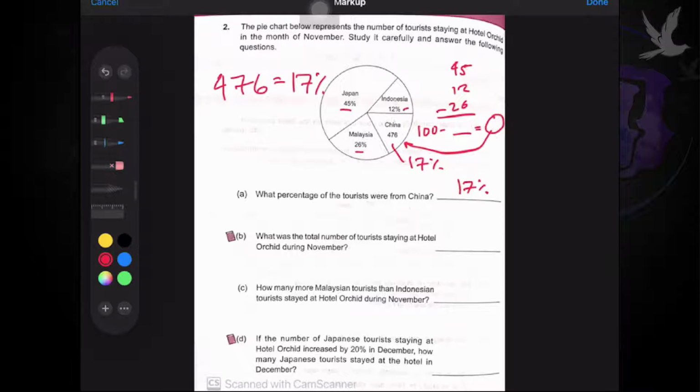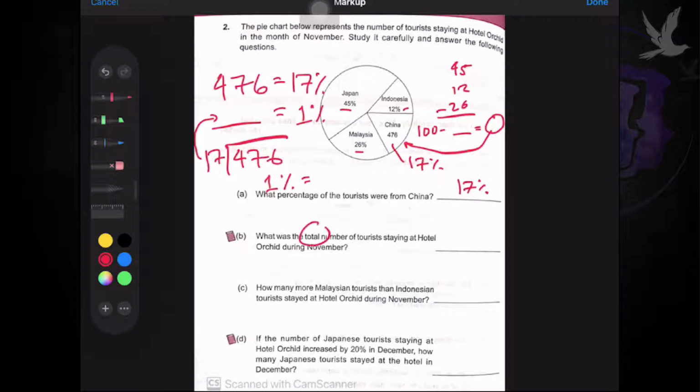Okay? So, you need to know muna ngayon what is the value for every 1% alone. You already know that for every 17%, it's equivalent to 476. Now, all you need to do is to find out kung ilan ang population or the number of tourists that represent 1%. To do that, all you need to do is to take 476 divided by 17. And whatever your answer here is your answer for every 1%. Okay? 1% pa lang yun.